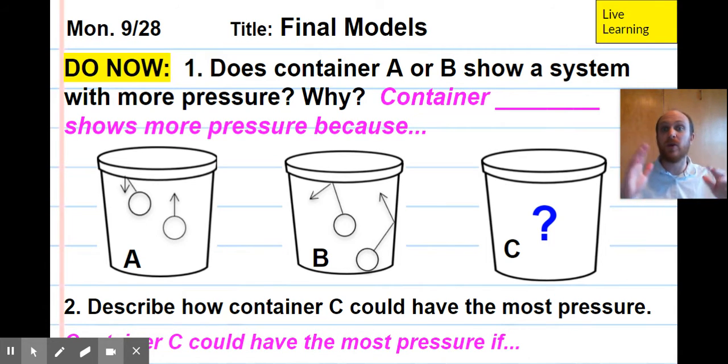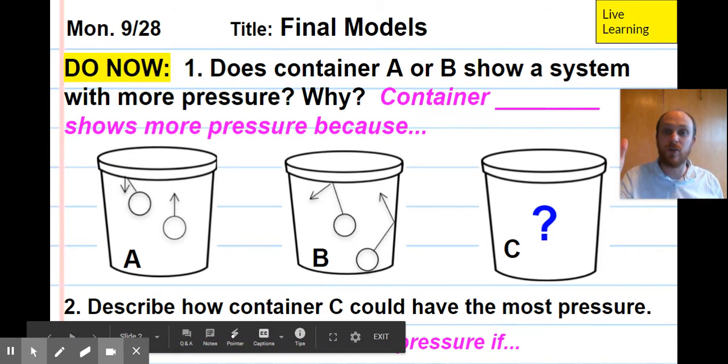So we are today working on final models. Last Friday, we did a lesson on pressure during the asynchronous work. The first half of this lesson today, we're talking about pressure. We're making sure that we understand how to model it, and understand the different ways conceptually that pressure is measured inside of a system, and what makes pressure increase in a system. And that's where we start with our do now right here.